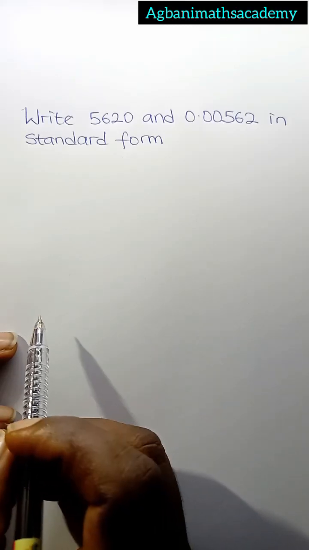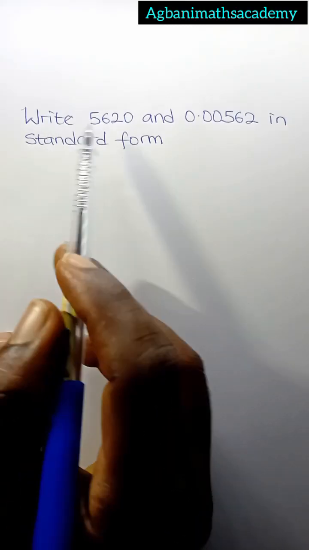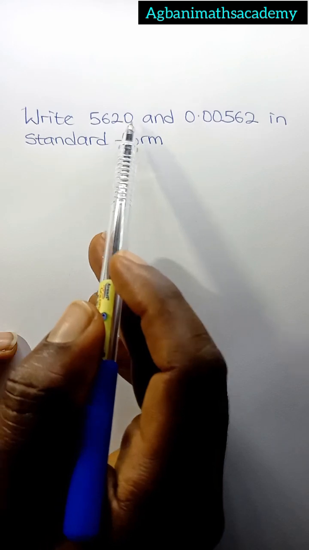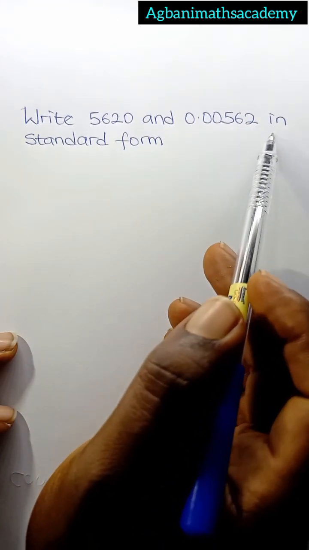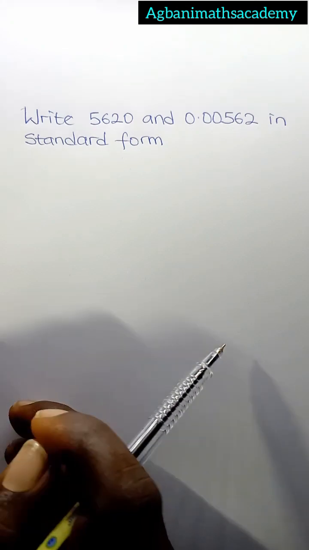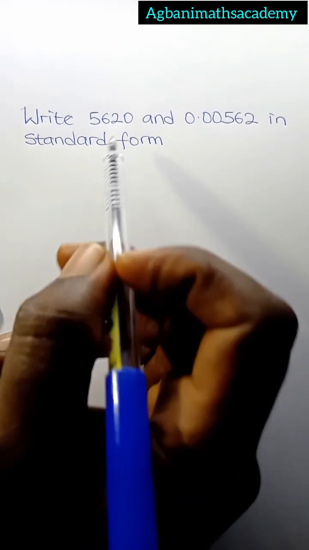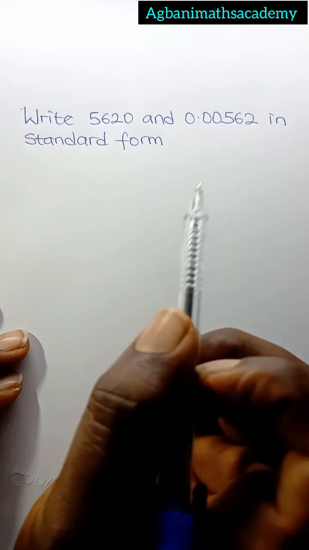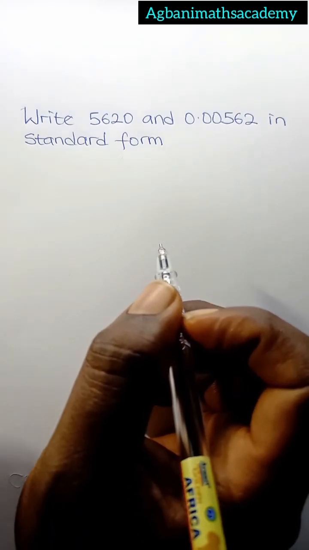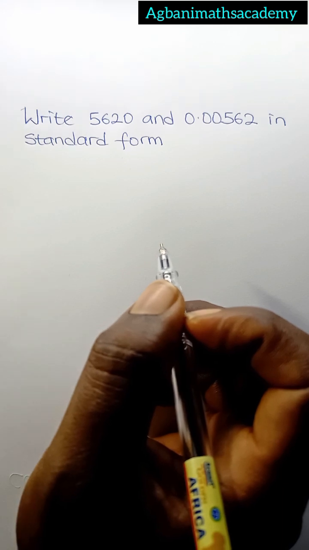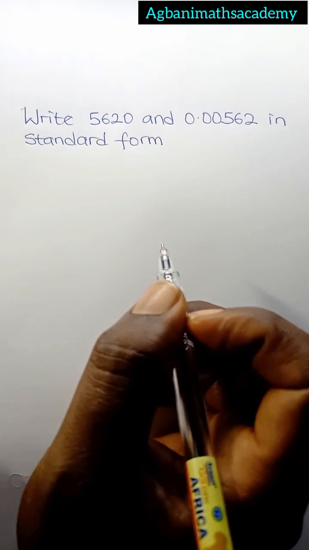Hi guys, let's look at this simple question that we have here. We are told to write 5,620 and 0.00562 in standard form. The two numbers look similar, but one is a whole number while the other is a decimal. So we're going to see how to write these two numbers in standard form. We're going to follow the same process, but the answer will be different.